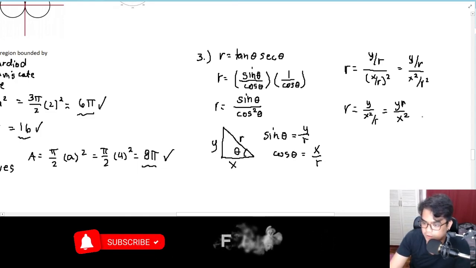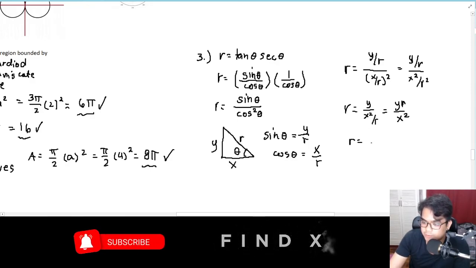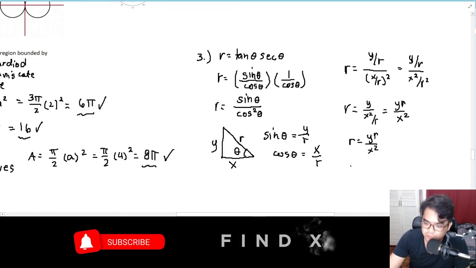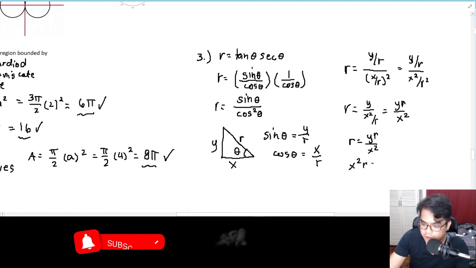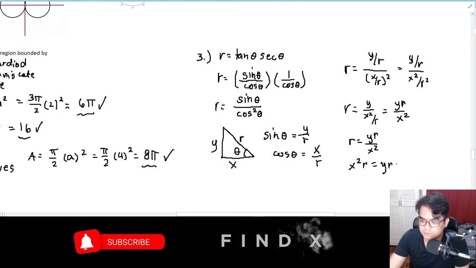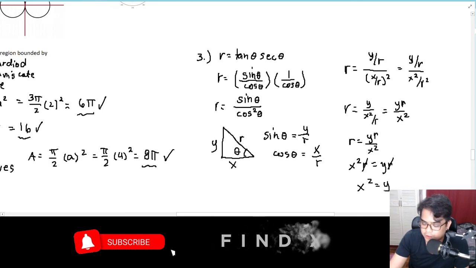Okay, and then what you can do here is r now will become x squared. Or r is equal to, just write it down again, r times x squared equal to yr. Cross multiply, and then cancel r, you'll have your x squared equal to y.